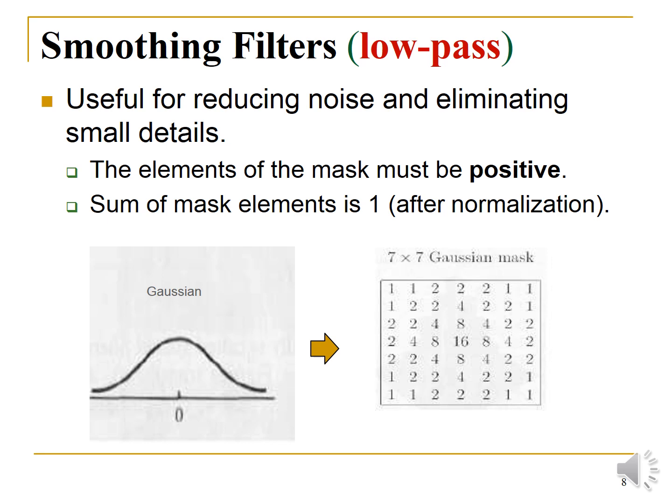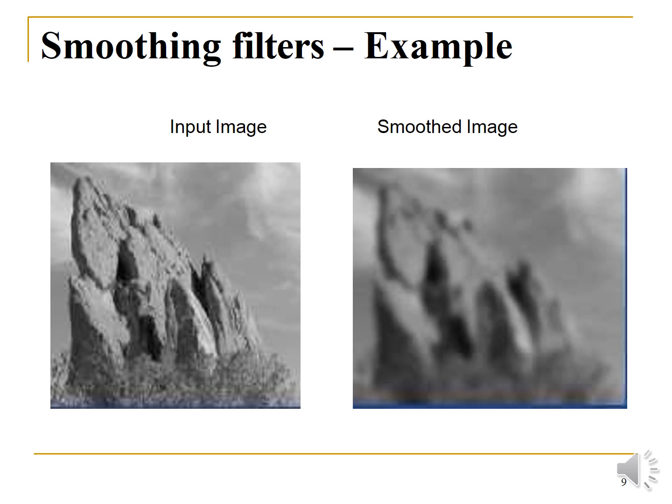The main important thing to be noted is that all the elements present within that particular matrix should be positive values, and the sum of the mask values after the normalization process should be 1. Normalization means we smooth the image by applying any kind of filter, and after that we get a normalized matrix, and the sum of all those mask elements will be equal to 1. Now let's see an example.